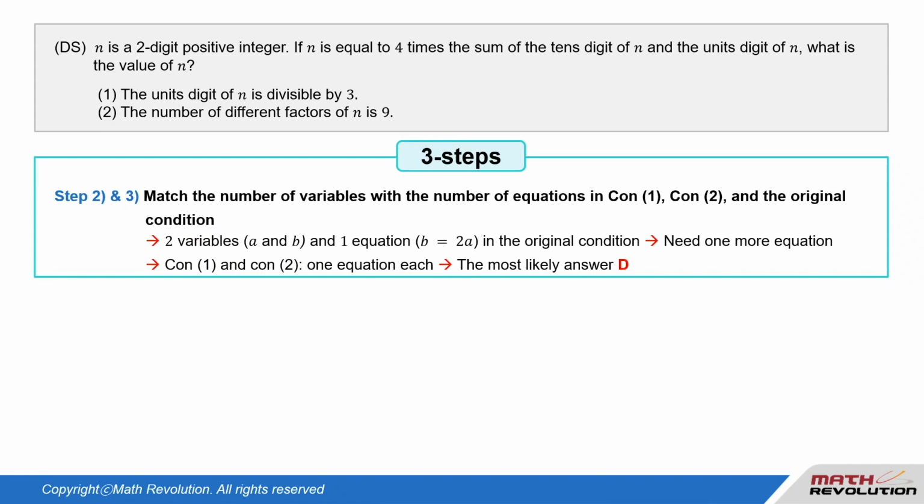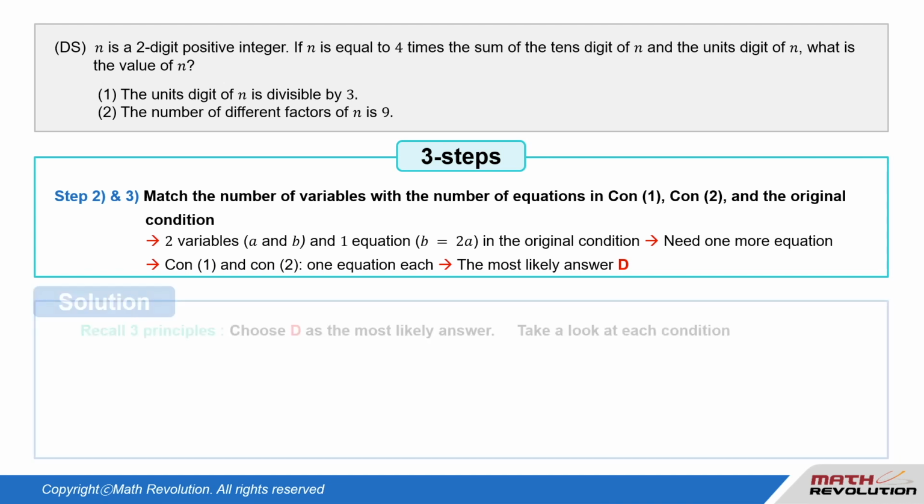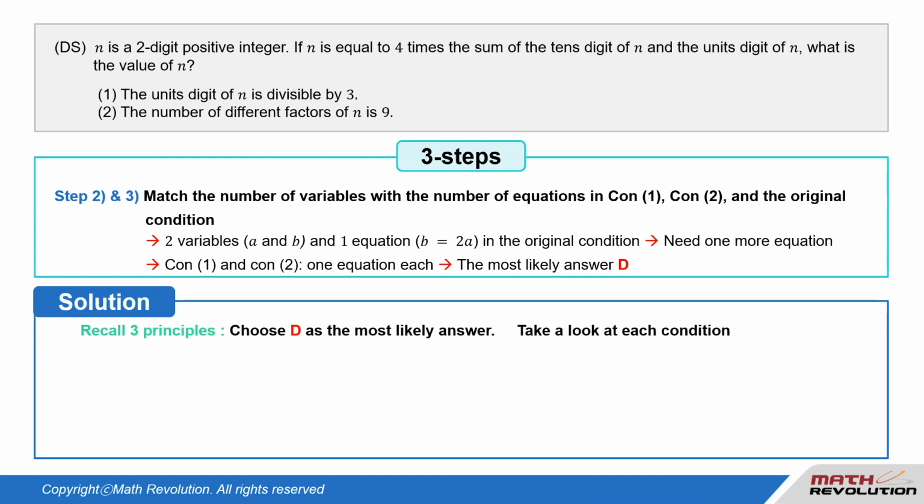Follow the second and the third steps. From the original condition, we have 2 variables, a and b, and 1 equation, b equals 2 times a. To match the number of variables with the number of equations, we need 1 more equation. Since conditions 1 and 2 will provide 1 equation each, D would most likely be the answer. Recall 3 principles and choose D as the most likely answer.